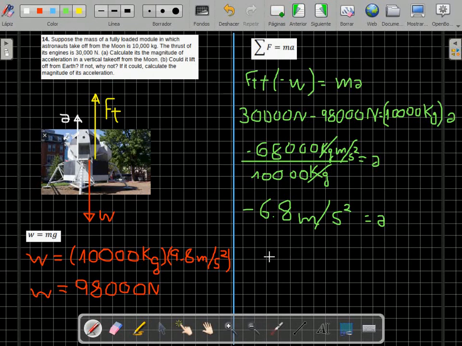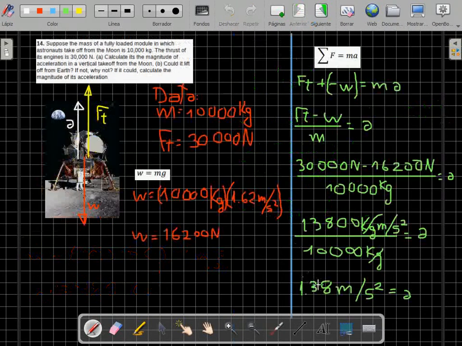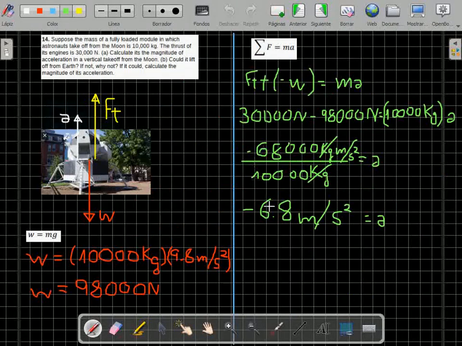Now, what is the meaning of this negative sign? Well, that means that after all, that module won't lift off from Earth. If you remember, in the previous part the acceleration was positive, but here the acceleration is negative. So that means that the acceleration wasn't pointed upward. Instead of that, it's pointed downward. What that means at the end of all is that the module won't take off from Earth.